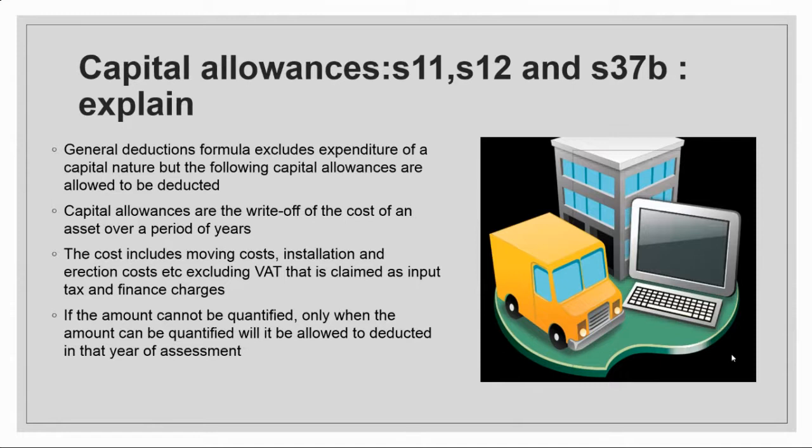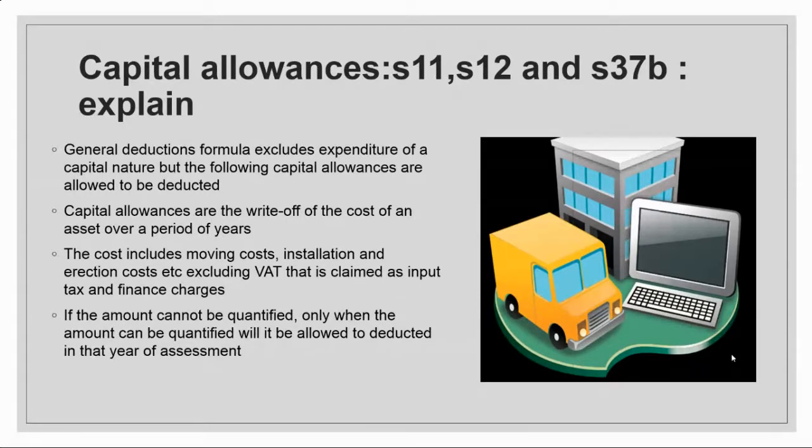Now, your cost includes any moving costs or installation or erection costs that you have to spend money on in order to bring that asset to your business or the location where you'll be using it for. So that additional cost you would add on before you work out the portion that is written off for the year. What is, however, excluded is the VAT, because it can normally be claimed, and then any finance charges.